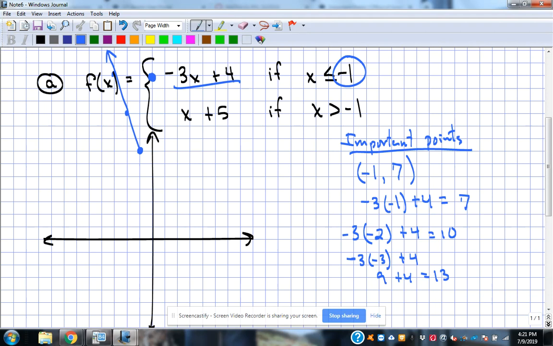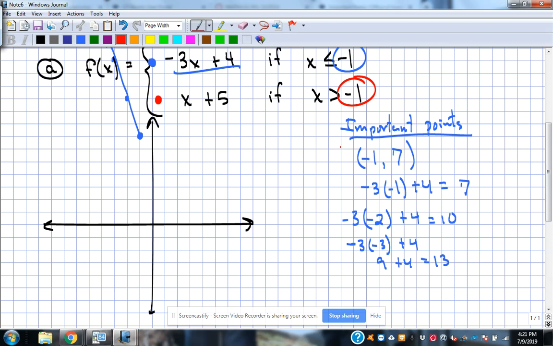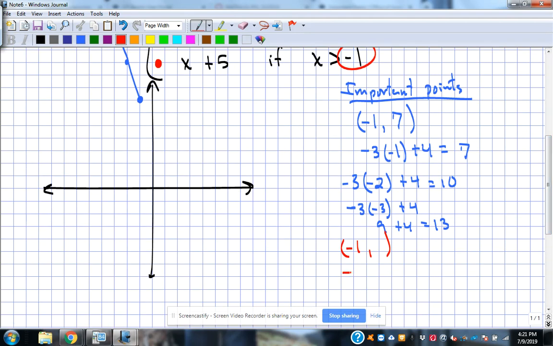All right, the next thing we'll do is work on the second piece. So we've got the picture for the first piece. The second piece, the important x value is also negative 1. It won't always be the same number, but a lot of times it is. Okay, so I'm going to pick negative 1 for x, and plug it into this second piece so that I can find out what's going on there.